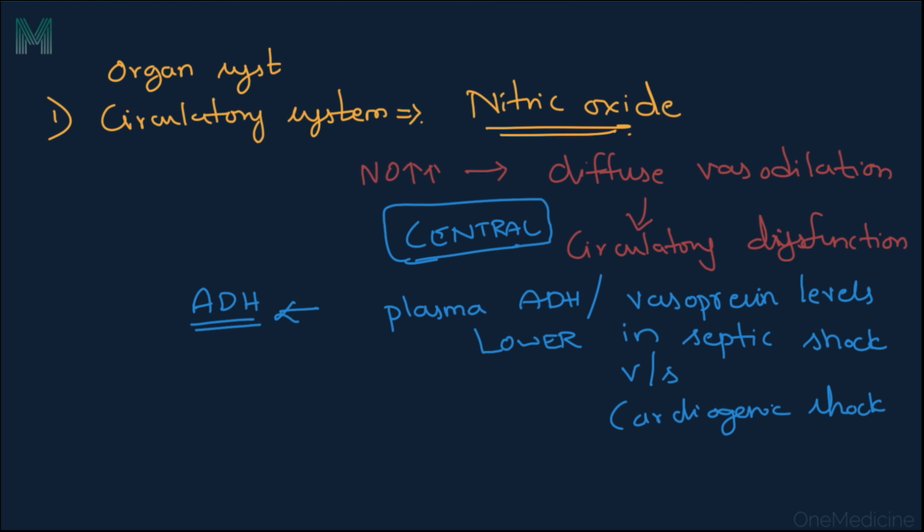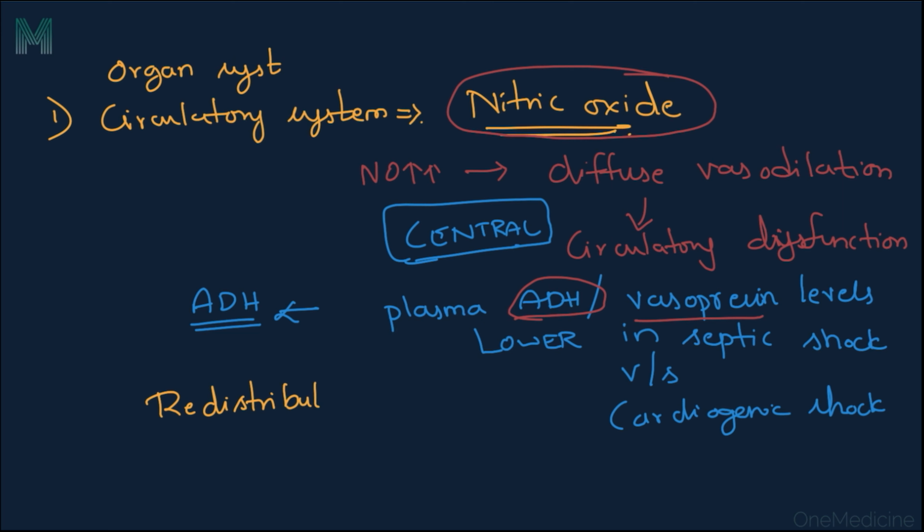So the first hit to persistence of vasodilatation is by excess production of nitric oxide, and the second is the contribution by reduction in plasma ADH or vasopressin levels. Both of these result in persistence of vasodilatation, which further results in hypotension in sepsis and septic shock. Hypotension can also be due to redistribution of intravascular fluid.